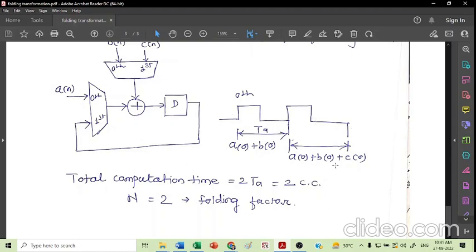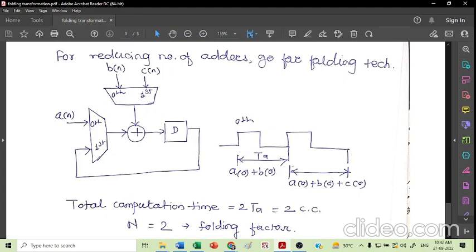So how much computation time is required here? The computation time is 2 TA, which means 2 clock cycles. And how much is N? N is the folding factor, and N is equal to 2 here. So this is all about the folding technique in short. Now in the next lecture we will continue.